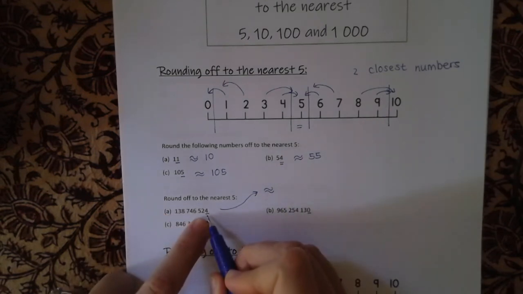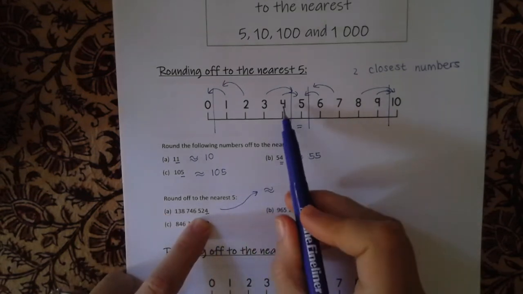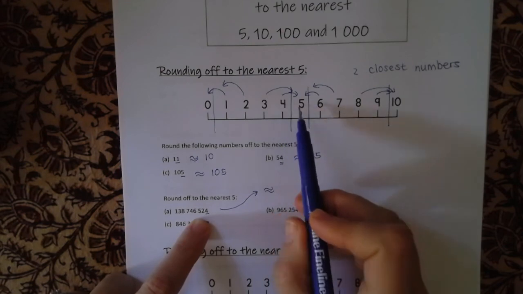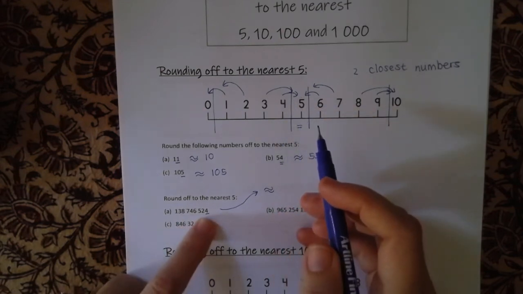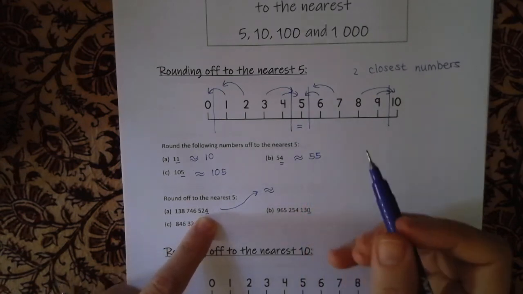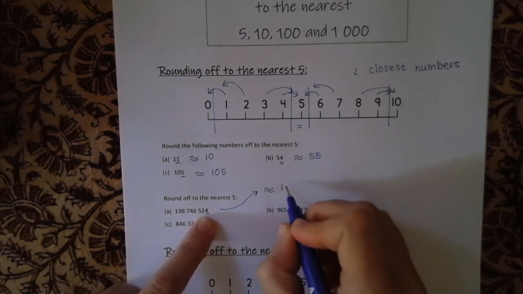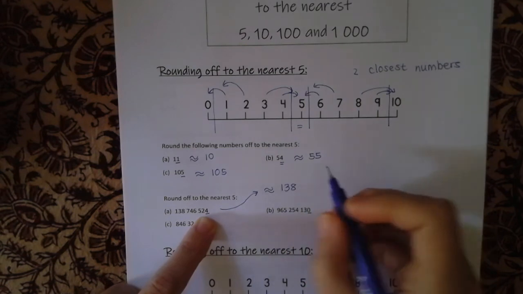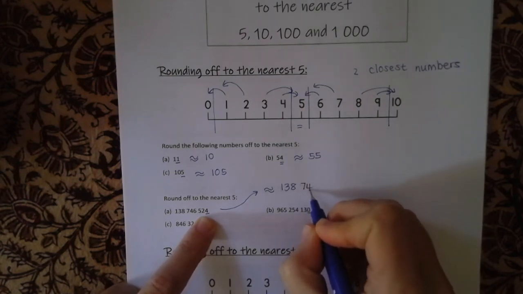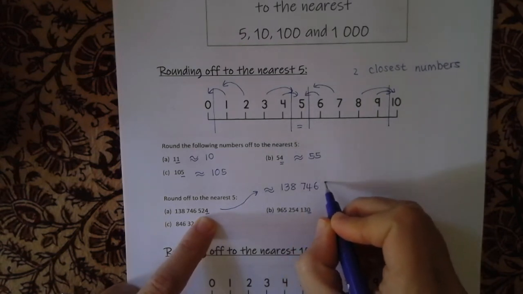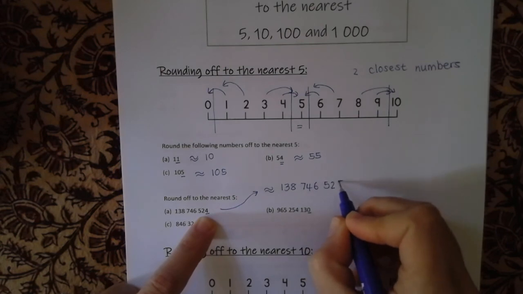So the number ends on a 4. So if you go here, you will see the 4 is closest to 5. So it will round off to 5. So you're going to rewrite this whole number and you're going to end on a 5. So it's 138,746,525.